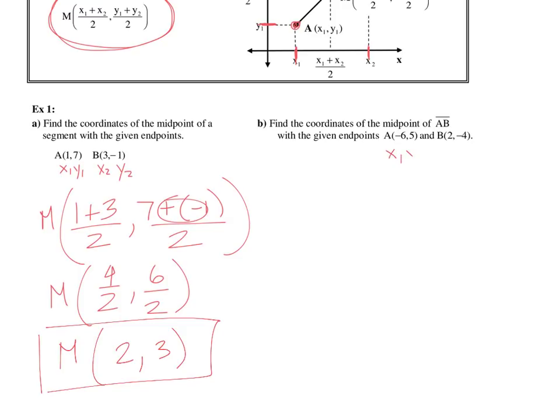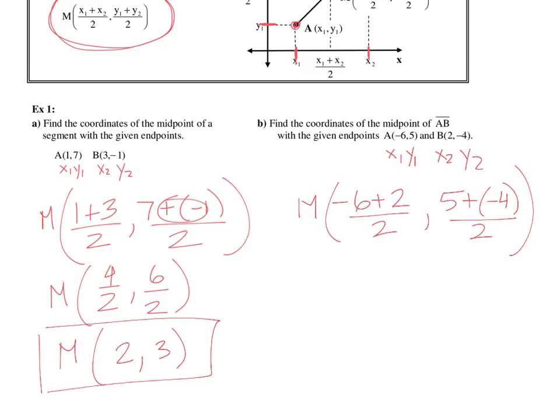All right, find the coordinates of the midpoint of AB with the given endpoints. All right, here we have x1, y1. Here we have x2, y2. All right, so we end up with x1, which is negative 6, plus x2, which is 2, divided by 2. Then we have y1, which is 5, plus y2, which is negative 4. We divide this by 2. So I end up with negative 4 divided by 2. And then I have 1 divided by 2. So I end up with negative 2 and a half.